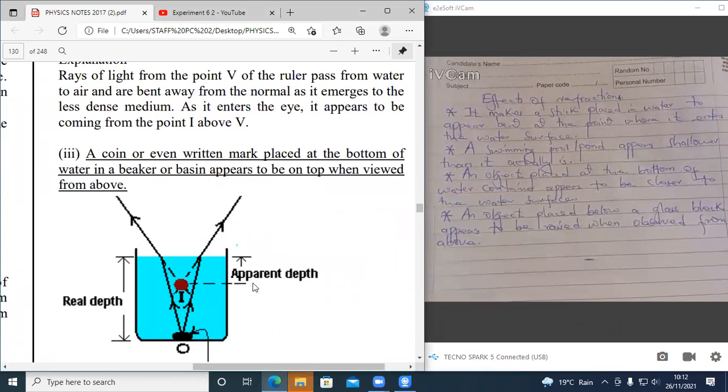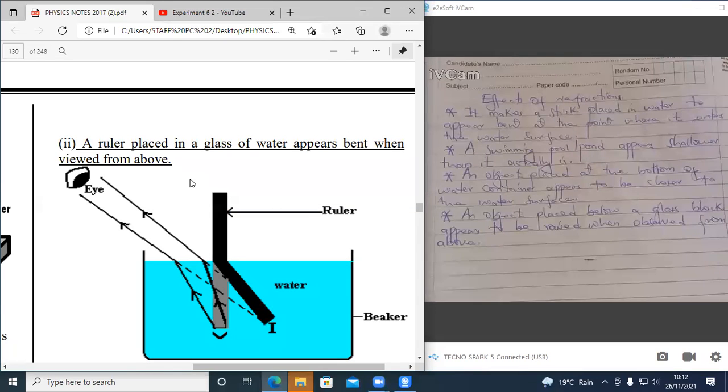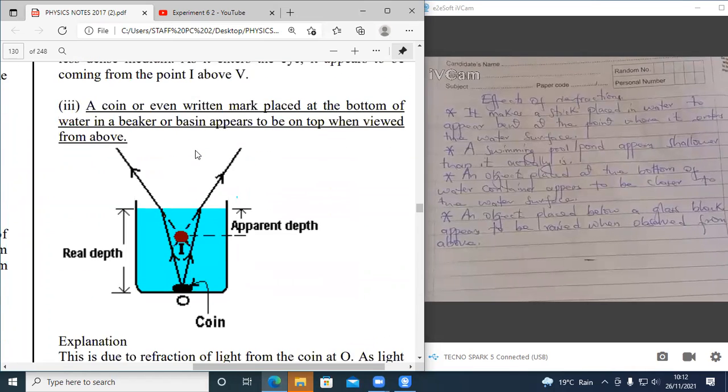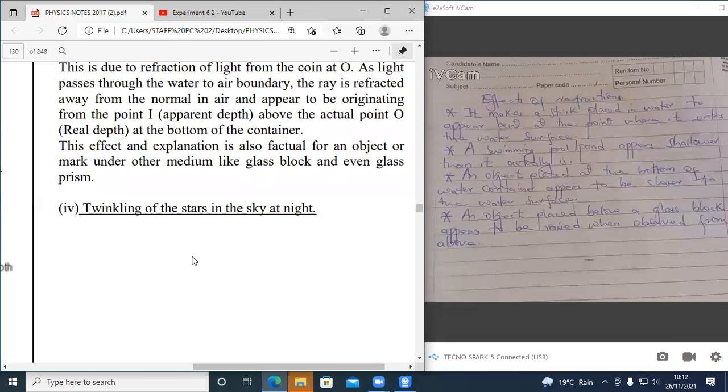So this is what they're explaining. A ruler or a stick appears to be bent when observed from above. You can see from our diagram there. A coin or an object placed at the bottom in a container still appears to be raised. All that is because of refraction.